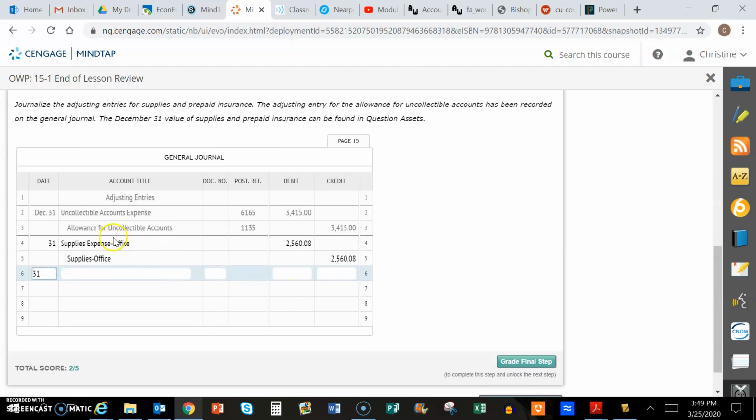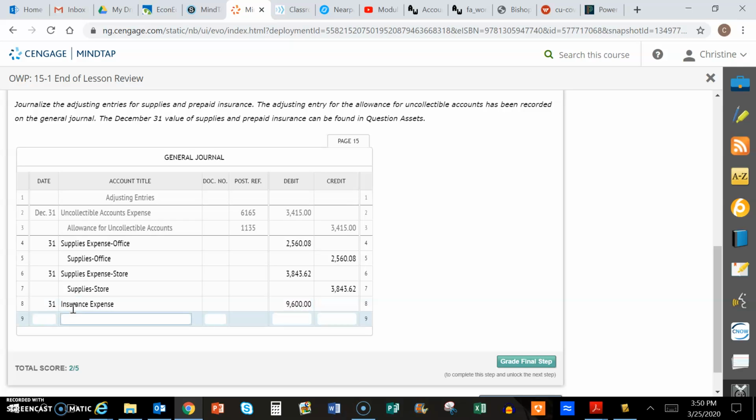31 is my date. You can triple click these and copy them down, then just change the word office to store. Don't forget to change the word or it will be incorrect. The amount we calculated already was 3843.62. My final transaction is for my insurance. I'm going to debit insurance expense for the 9,600 and credit prepaid insurance.